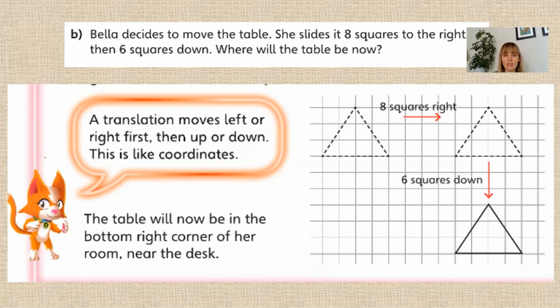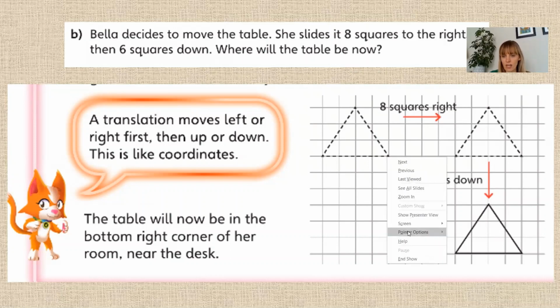So if we were to look at her table, it's moving 8 squares to the right. So again, I would think about making sure I look at the vertex, each corner at a time, and move them 8 squares to the right. And then once you've moved it 8 squares to the right, you would then move it the 6 squares down, so that you can see that the table would now be in the bottom right hand corner of her room near to the desk.